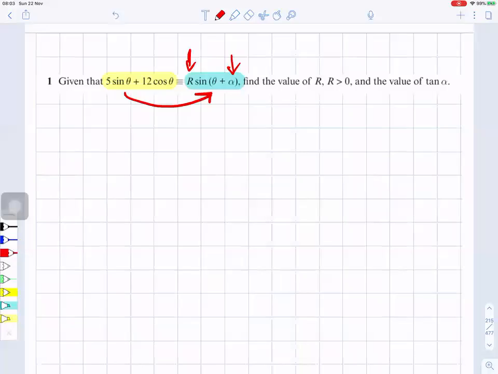Key thing they're asking there: change the left-hand side to look like the right-hand side. So now, how do we change the left-hand side to look like the right-hand side? Looking at the right-hand side gives us what we know we want to make it look like. You see a sine of theta plus alpha. So we're going to use that formula for sine A plus B.